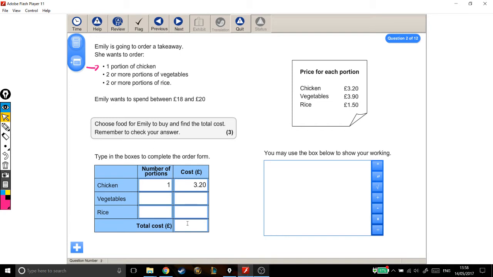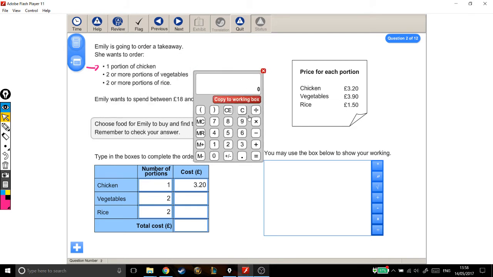Those are all two or more. I'm going to start by working out how much it would be for two portions of vegetables and two portions of rice. Now, I'm predicting, just looking at the question, that this won't be enough and it'll be less than £18. This order altogether will cost less than £18. So I'll have to increase the number of vegetables and rice until it's in this little price bracket. But let's find out.